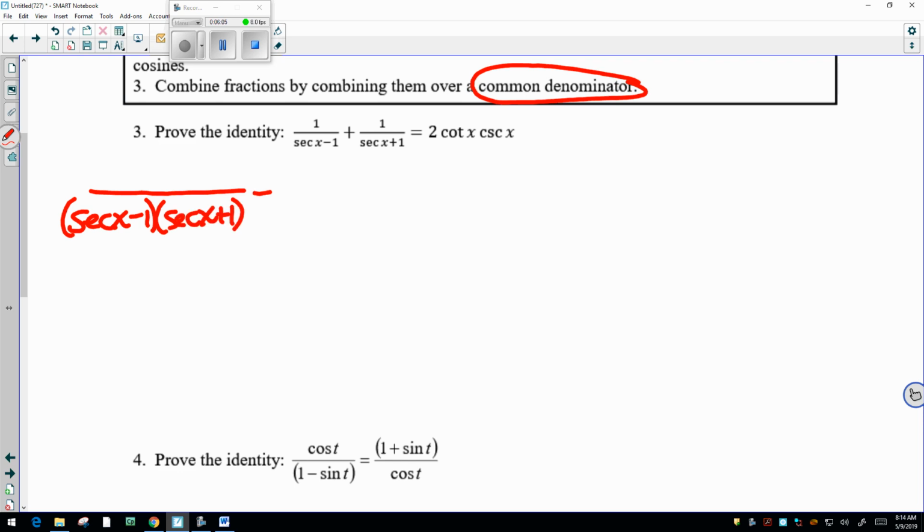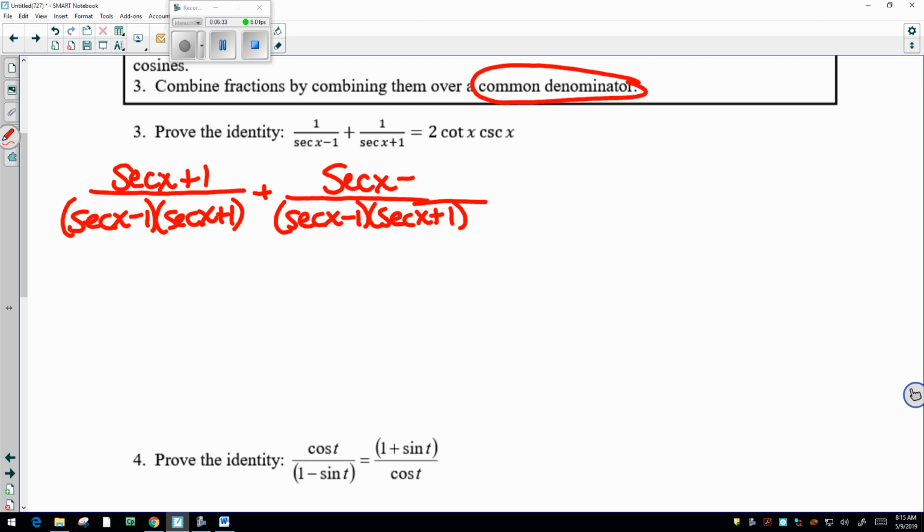Okay, so again, I'm going to keep it separate for right now until I can see what's going on. I know it's kind of like, oh, this is a lot of work. It's worth it. Trust me, it'll make it a little bit easier to see. Okay, so whatever we multiply the bottom by, which is secant of x plus 1, I multiply the top. So here's secant of x plus 1. Same thing. Whatever I multiply my denominator by, I have to multiply the top. So I multiplied it by secant of x minus 1.